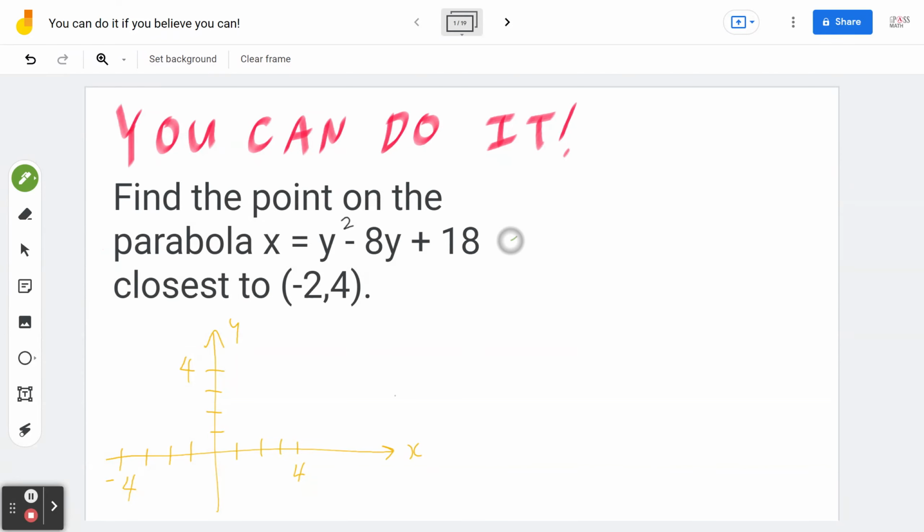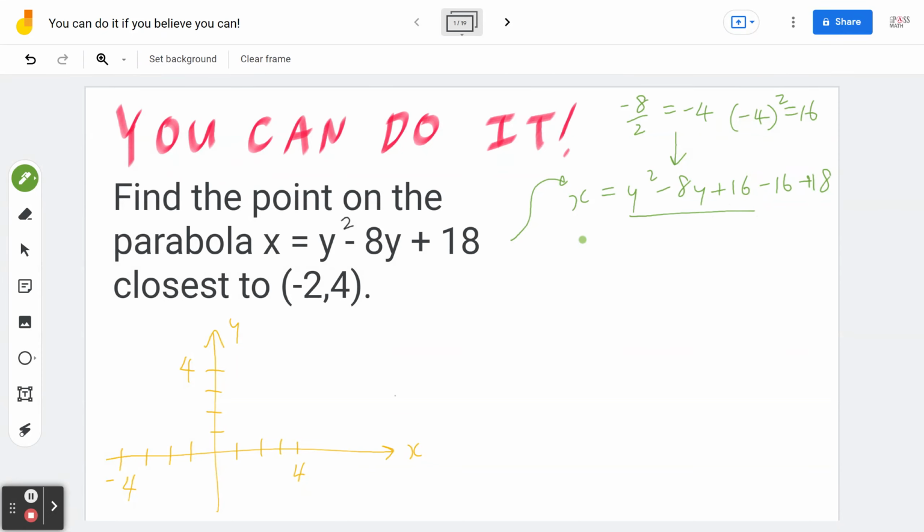So on the side here, I'm going to take this relation, not a function, x equals y squared minus 8y plus 18, and express it in vertex form, which means I'm going to write down y squared minus 8 times y. If I take this number, negative 8, and divide it by 2, that's going to be negative 4. If I square the answer, that's going to be 16. So this means I can subtract 16, and don't forget to copy plus 18.